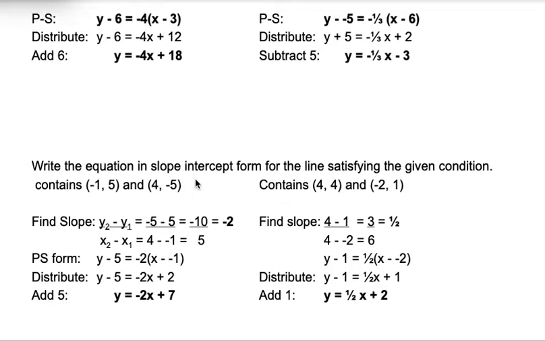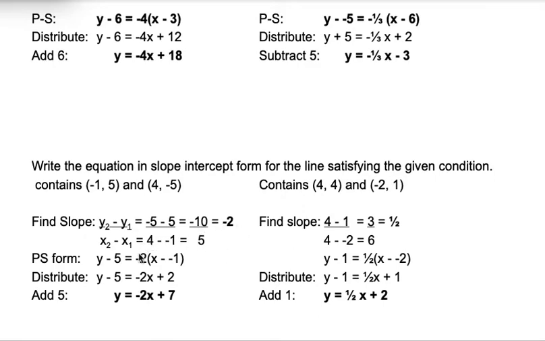All right, write the equation in slope-intercept form for the line satisfying the given condition. Now this takes one more step. We have to find the slope. Now remember, slope we can subtract either way. Since we have a negative here and a negative here, it doesn't really matter in this case, so I chose to go this way. Negative 5 minus 5 on top here, and then 4 minus negative 1 on the bottom. 4 minus negative 1 is 4 plus 1, or 5. Negative 5 minus 5 is negative 10. Then we have negative 10 divided by 5, we get our negative 2.